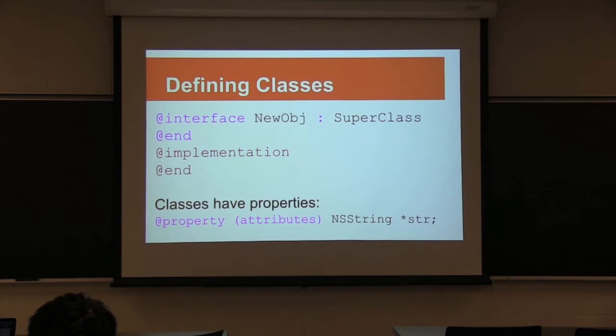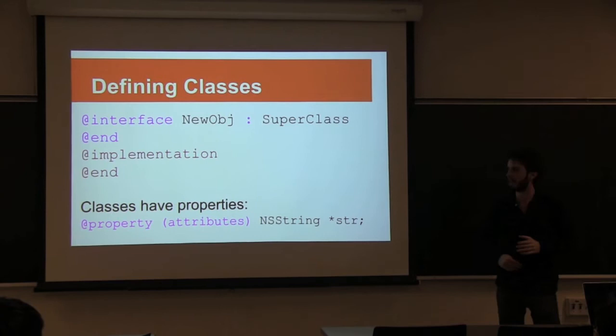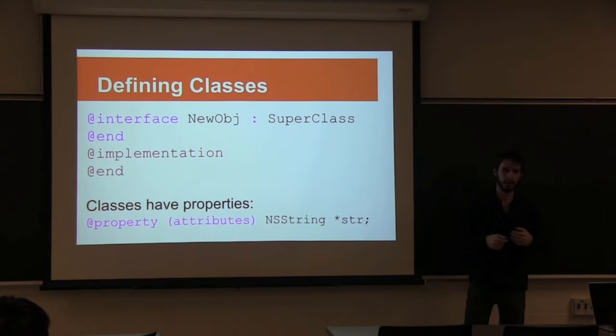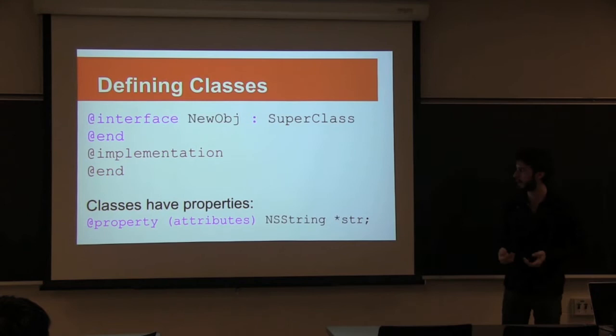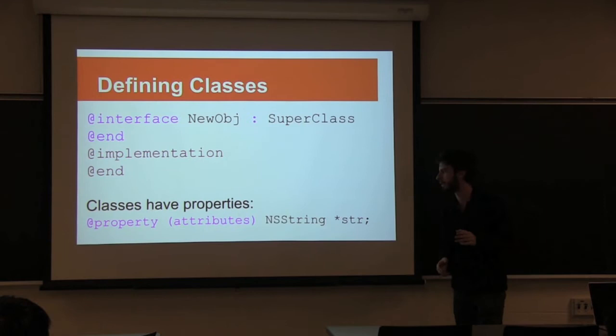So for defining classes, this is something like the class keyword in Java or C++. It specifically separates the interface from the implementation. What that means is in the interface up here, you decide the names, or you list the names of your functions, the types that they take, the types they return, things like that. That's your public interface. That's how other objects are going to talk to the object that you're creating. Implementation is where you actually implement those functions.